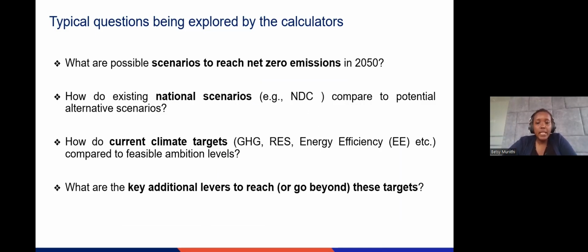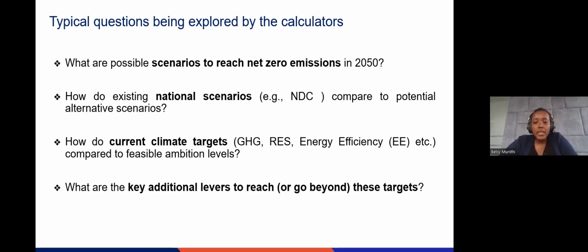If you can move on to the next slide. So the key questions we are looking to answer using the tool is that what are the possible scenarios to reach net zero emission in 2050? So with the tool, you have the business as usual pathway with the usual rate of carbon emissions, and then you have different levels that demonstrate different scenarios for abatement and reduction of carbon emission, greenhouse gas emission. And so you can use the tool to simulate different scenarios to reach net zero in 2050.